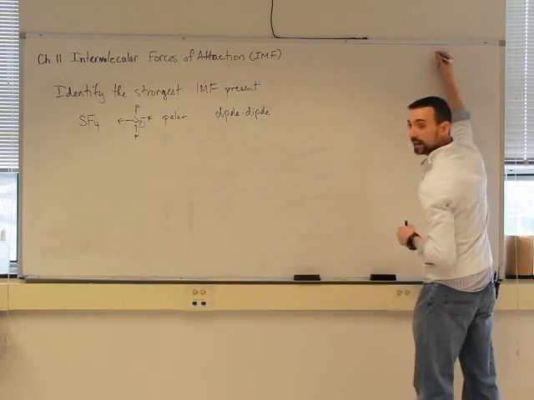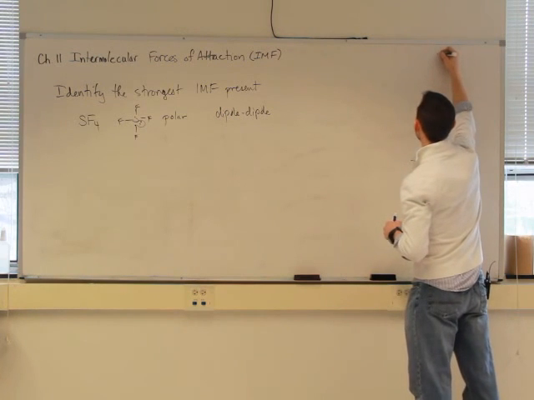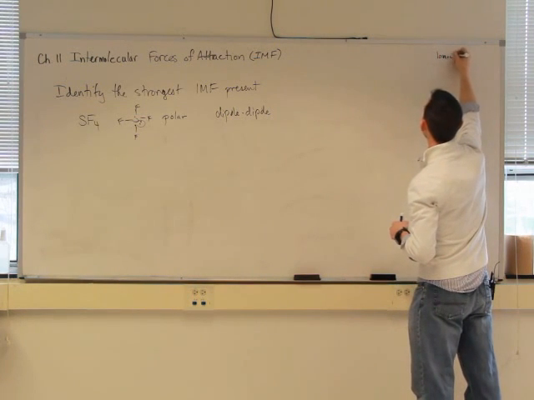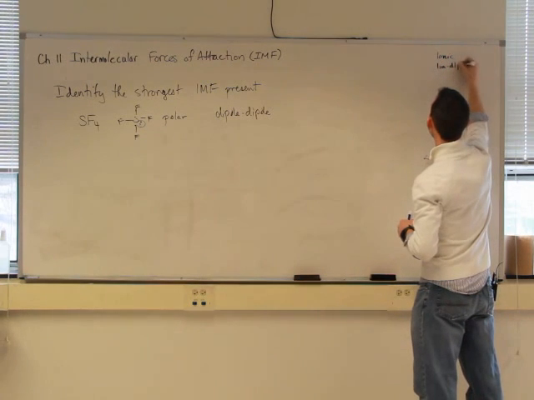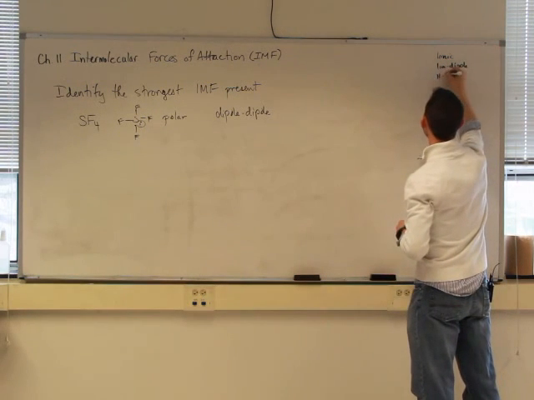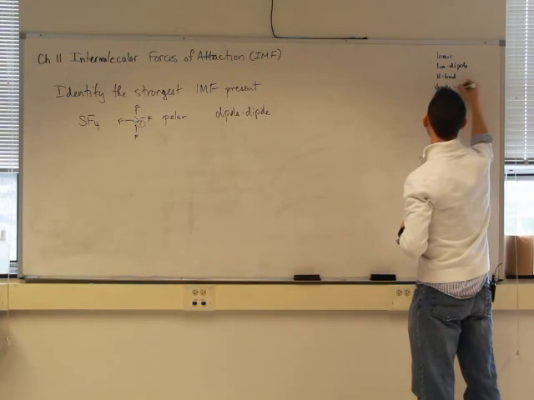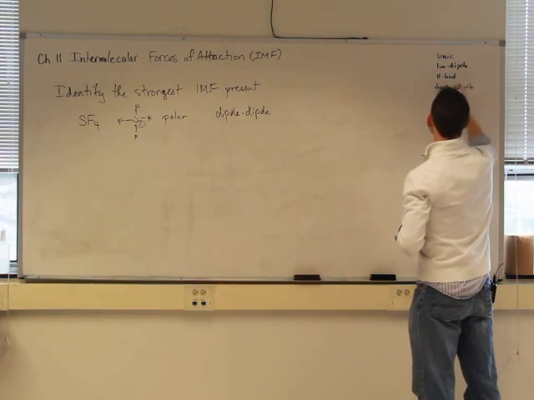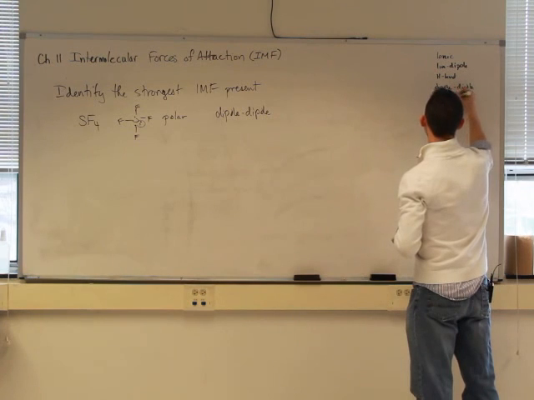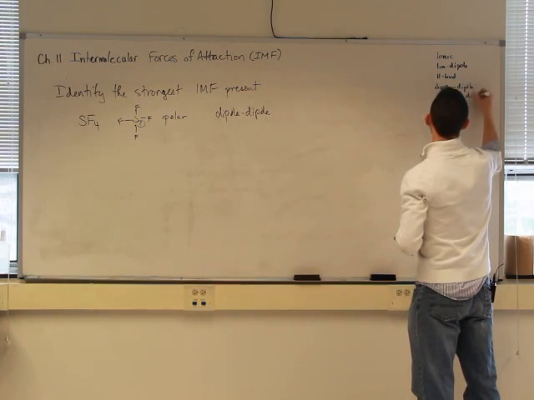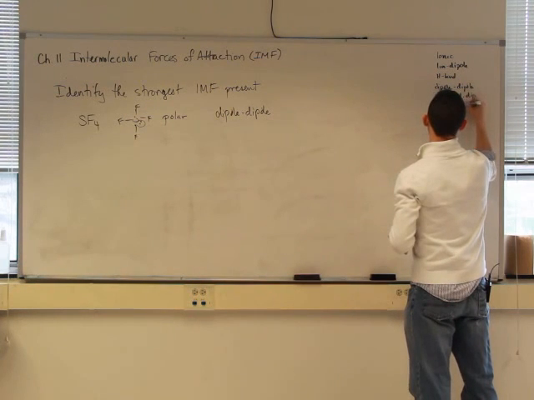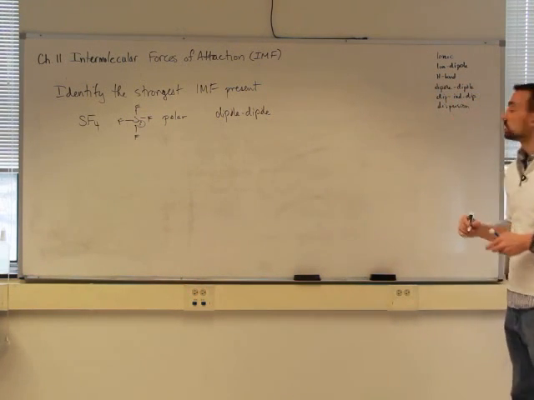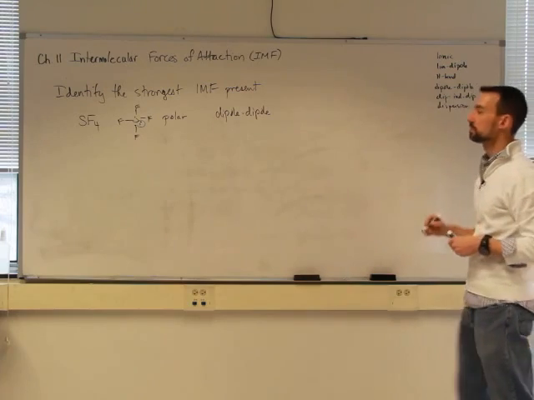Up here in this right-hand corner of the board, I'll list now from strongest down to weakest: ionic, ion-dipole, hydrogen bonding, dipole-dipole, dipole-induced dipole, and then dispersion. Okay? So dipole-dipole is right about the middle.